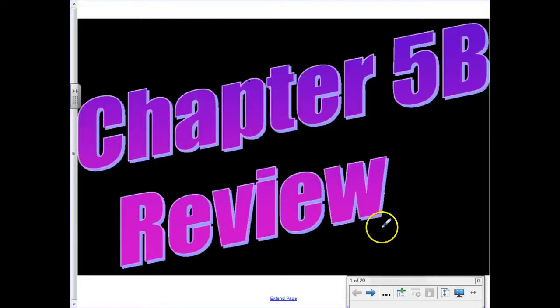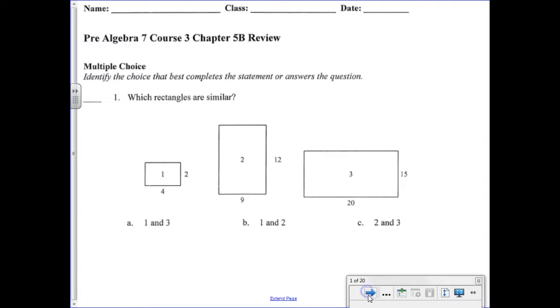Hi everyone, here we go on Chapter 5, the second half. This is doing a lot with proportions and then a little bit with some transformations here toward the end. So let's start pounding through the review. Check your work. Make sure that you are showing work on all of these.